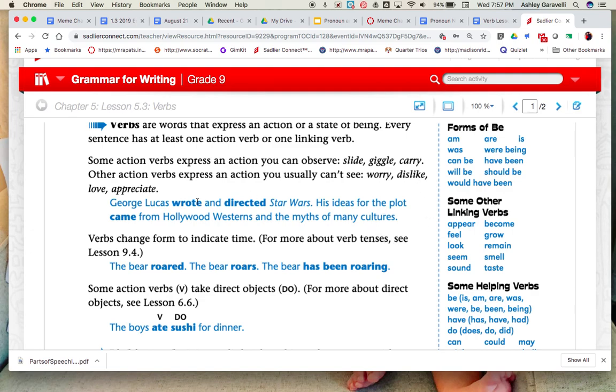So this says George Lucas wrote and directed Star Wars. His ideas for the plot came from Hollywood westerns and the myths of many cultures. So these are all action verbs.